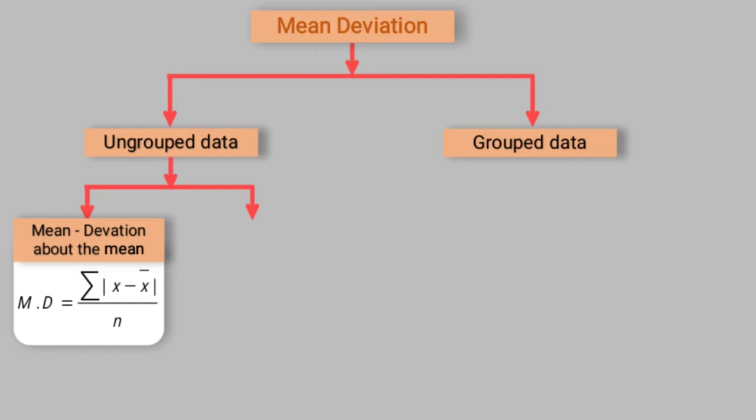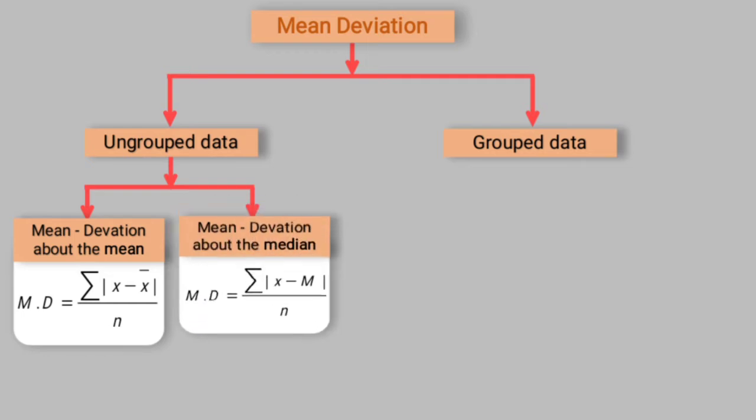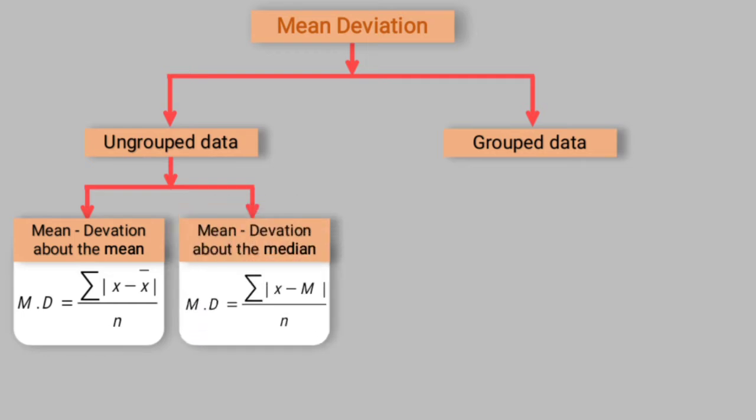Mean is nothing but average. So we need to find the mean and then calculate the mean deviation. The next one is mean deviation about the median. That means first we have to find the median of the given data, and next we find the mean deviation. And this is for ungrouped data.